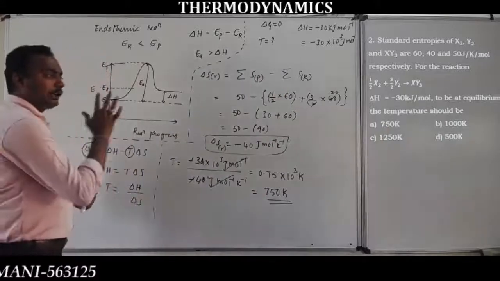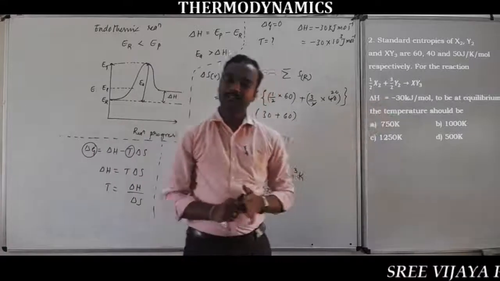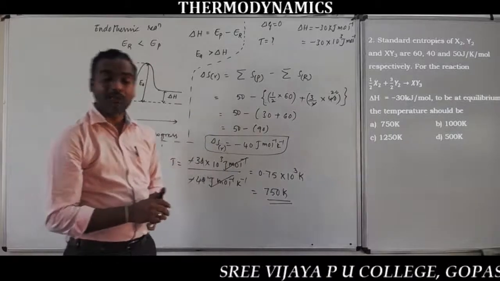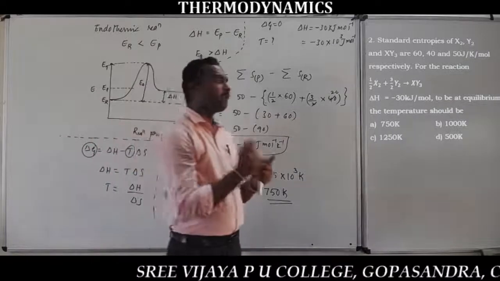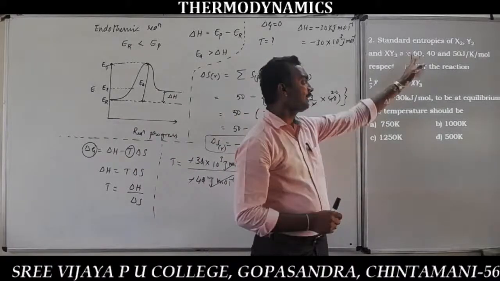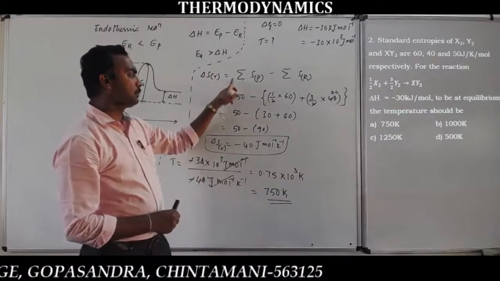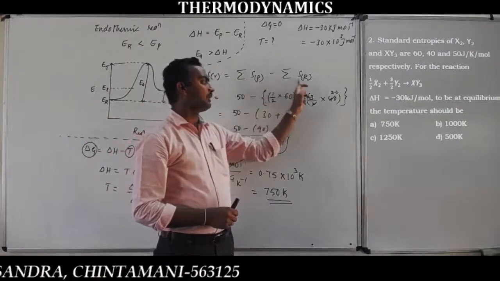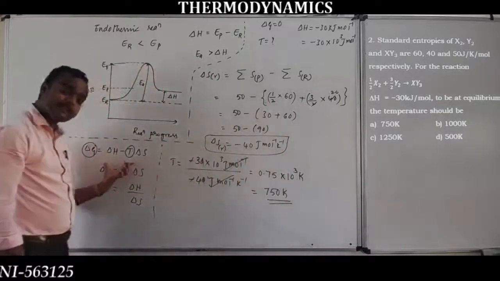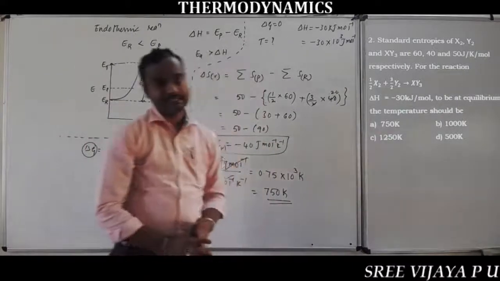So what should we do? They say equilibrium, and at equilibrium delta G is 0. Here the delta H value, that is change in enthalpy, is given, and they ask the temperature at which the reaction is at equilibrium. One more thing you have to calculate is delta S. To calculate delta S, just a hint: use entropies of reactants and products. Change in entropy of the reaction is equal to summation of entropy of products minus summation of entropy of reactants. Calculate and you will get delta S, then substitute it in the Gibbs free energy equation and we get the temperature 750 Kelvin. Option A is the correct answer.